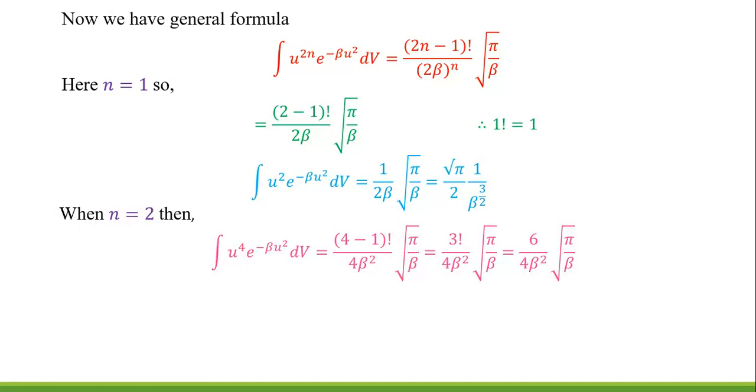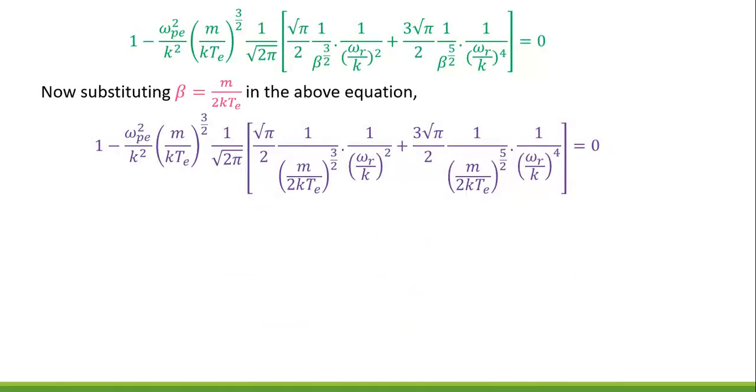Then if we substitute n equal to 2, then obviously u becomes u4, and u4 exponential minus beta u square du gives you this final expression. The mathematics is very simple here. So let's substitute these u square exponential minus beta u square du and u4 exponential minus beta u square du terms back into our earlier equations, and assuming all the odd combinations vanish or become 0, our dispersion relation will finally look like this.